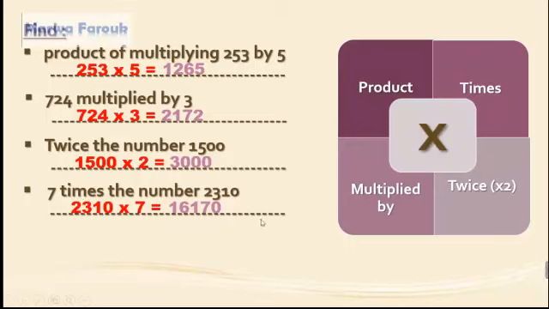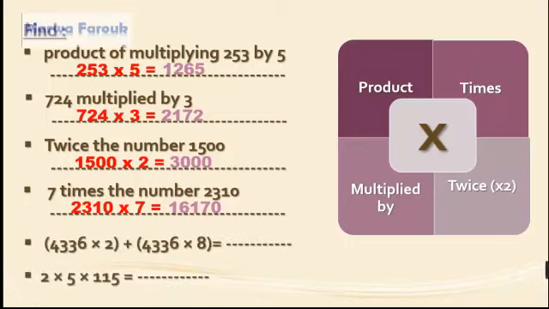Okay. Next exercise here. I have only 2 exercises left. 4,336 times 2, plus 4,336 times 8. You will say we will make the first brackets, and then the second brackets, and then we are going to add them. I will say that's right. But why do we have to do all that? I can do it so easily.